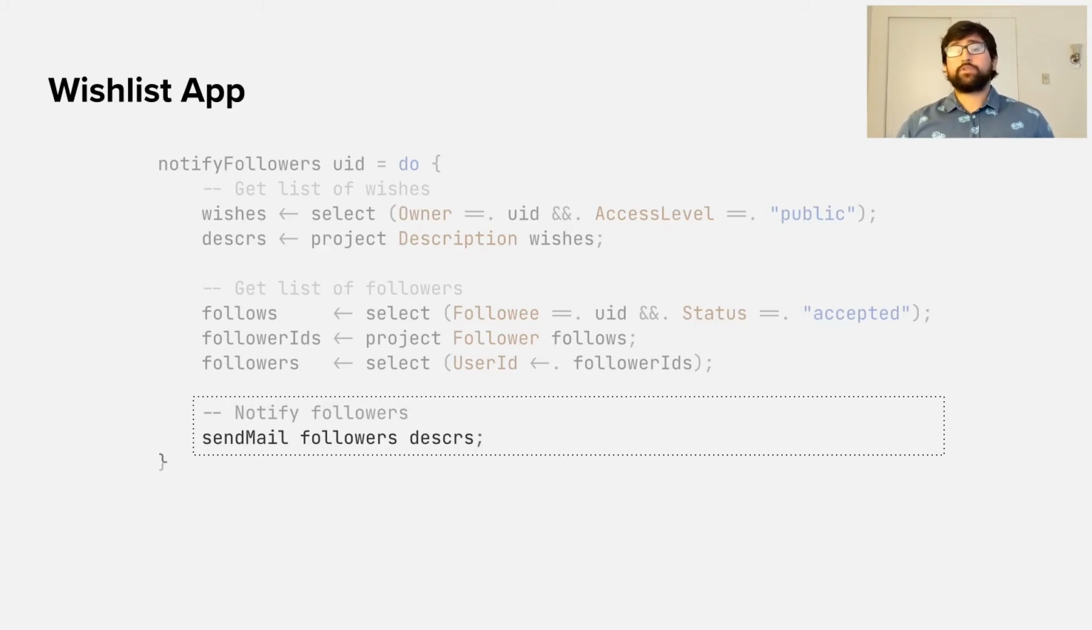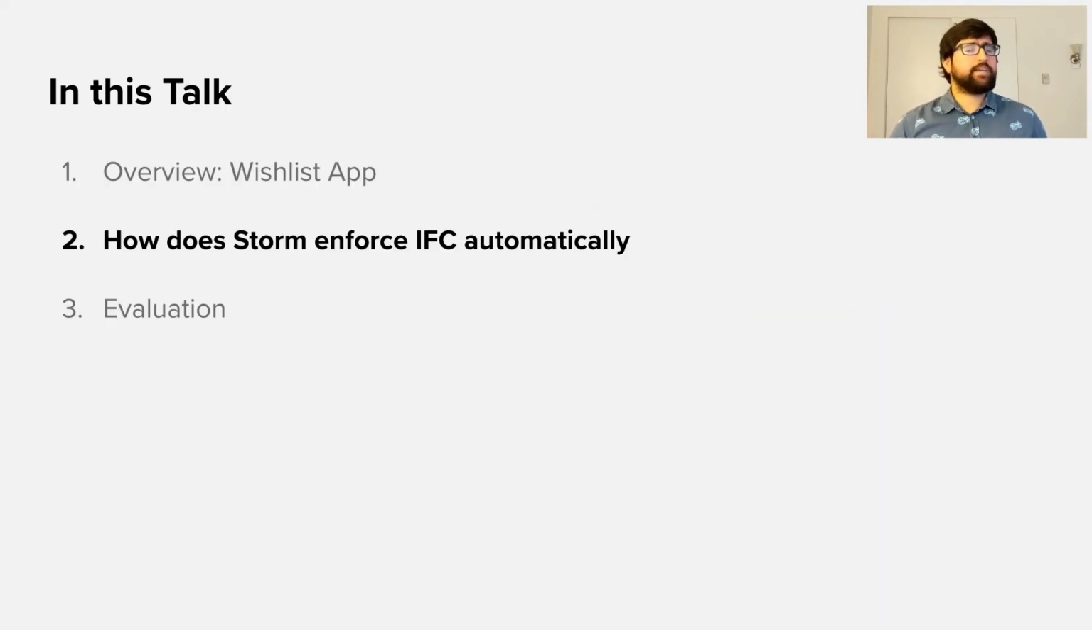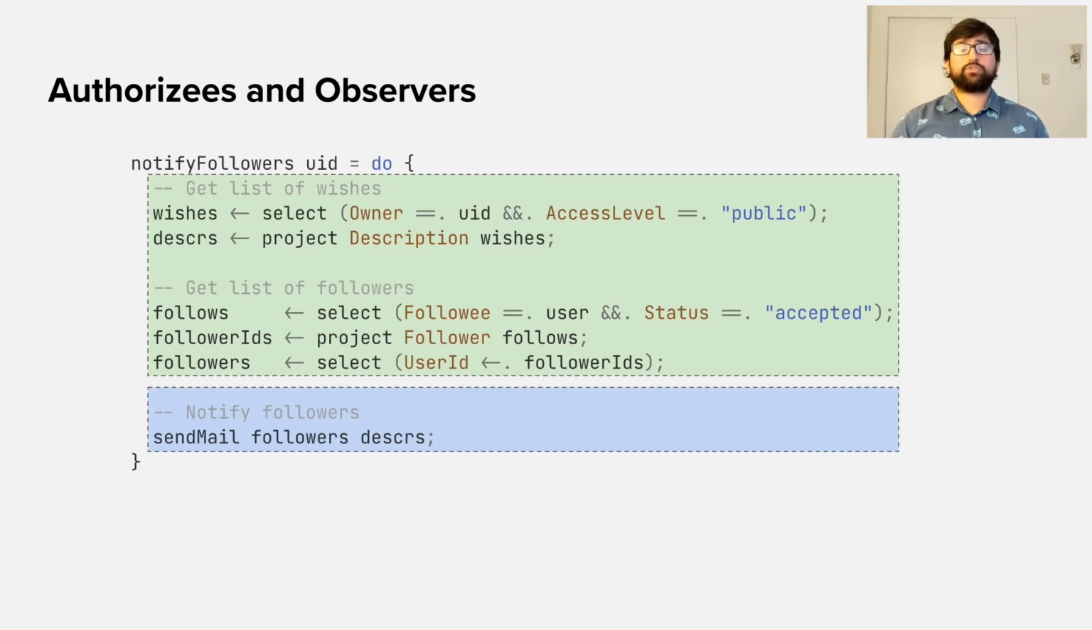Note that to prove the absence of leaks in this code, the SORM needs to track both the users observing the data and whether they are authorized to see it. Let's dive in and see how SORM is able to do this automatically and at compile time. The notify followers controller can be divided into two sections. The top one, highlighted in green, reads sensitive data from the database. The bottom one, highlighted in blue, sends this data to a set of users. We say that in the top section, the data read from the database will only be viewable by a set of authorities, and that in the bottom, the data is sent to a set of observers.